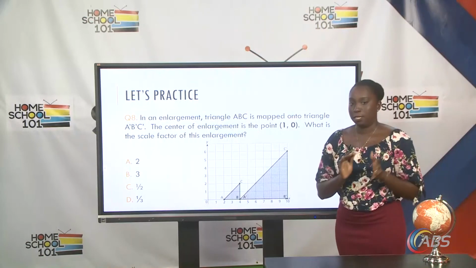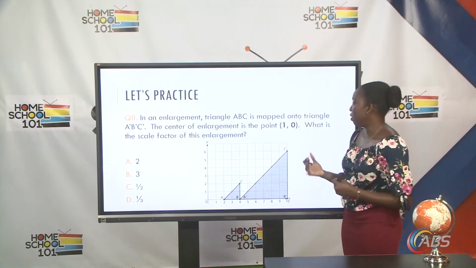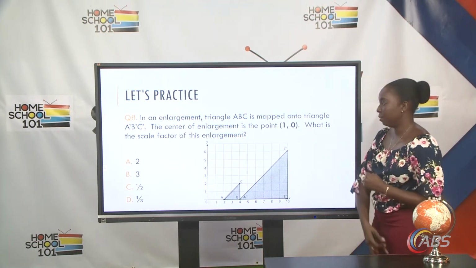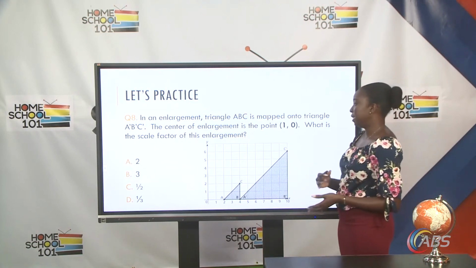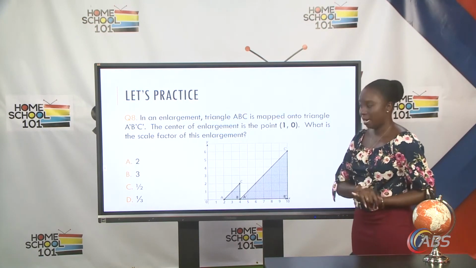Question 8, we're almost done. In an enlargement, triangle ABC is mapped onto triangle A prime B prime C prime. The center of enlargement is the point (1, 0). What is the scale factor of this enlargement?